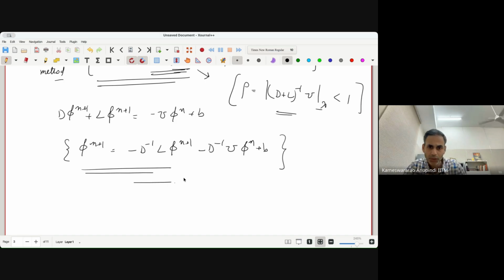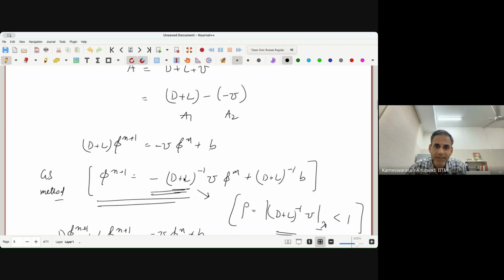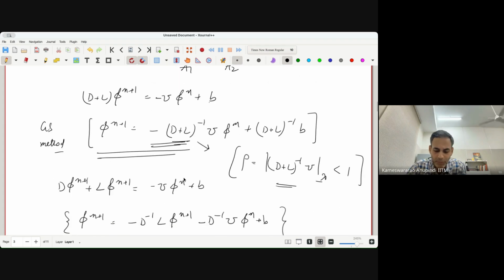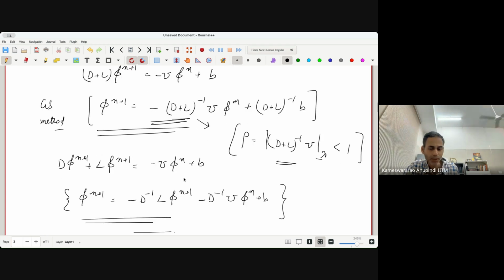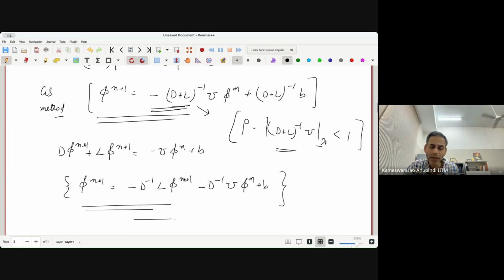So the Gauss-Seidel method was accidentally discovered a long time back, before the advent of computers. People used humans as calculators, so people were paid some amount to do calculations. And then what they found was they were actually getting a faster solution if they used the updated values rather than the old values. That's how they figured it out, and that's how this method came into existence.